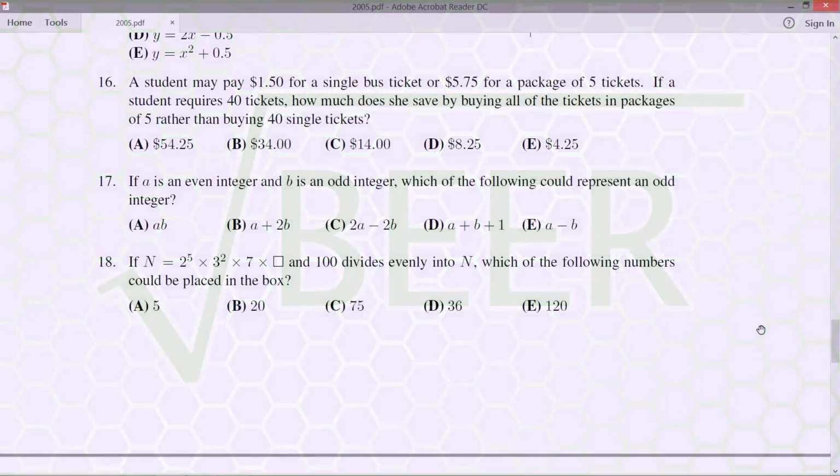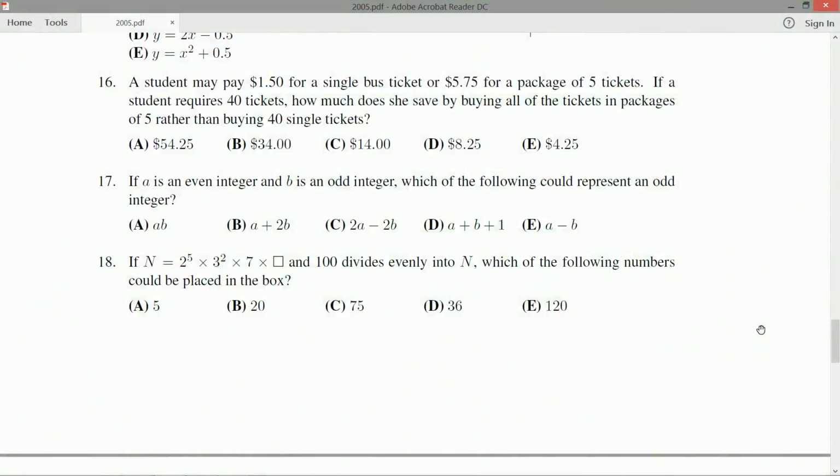We're looking at question 17 now on the 2005 grade 8 Gauss paper. Question 17. If A is an even integer and B is an odd integer, which of the following could represent an odd integer? Okay, so what have we got here? A plus 2B, 2A minus 2B, A plus B plus 1, or A minus B.